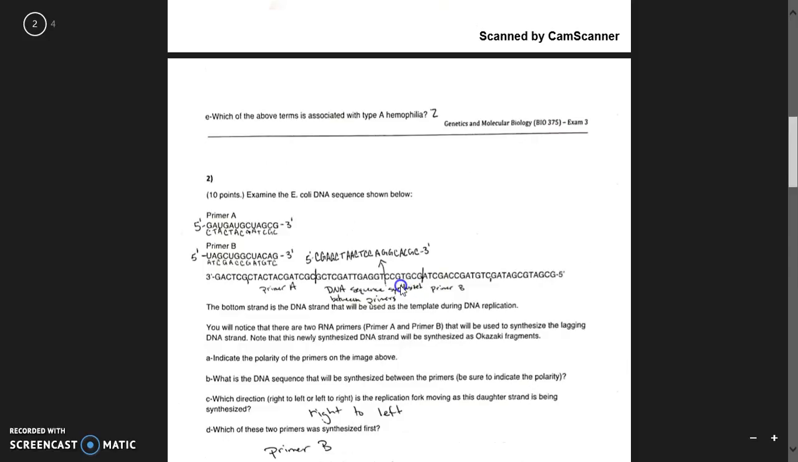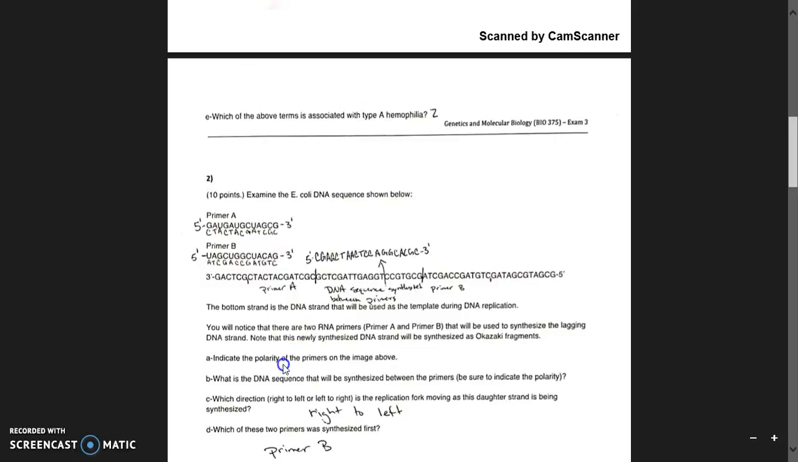Okay, examine for number 2, examine the E. coli DNA sequence shown below for each of the primers, and then you have the bottom strand, which is the template strand, and the 3' to 5'. And so for part A, it said indicate the polarity of the primers on the image above. So the polarity I had on these was 5' to 3', 5' to 3', in that order.